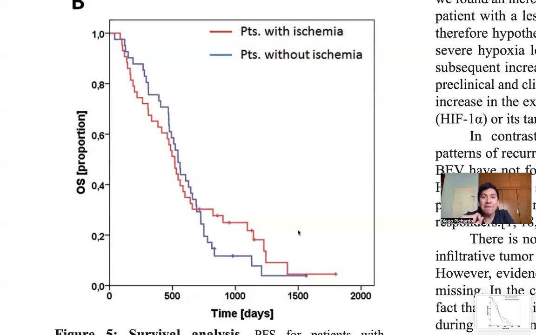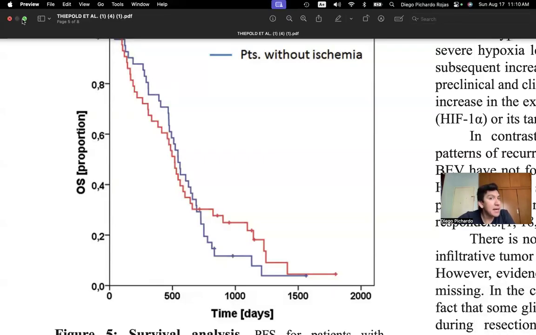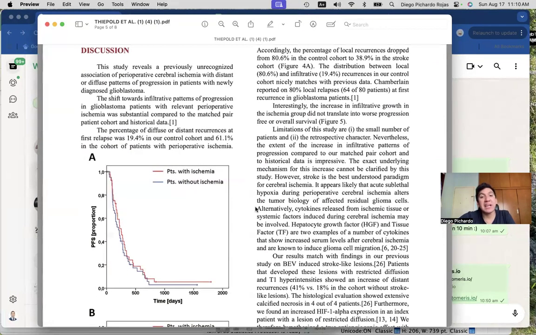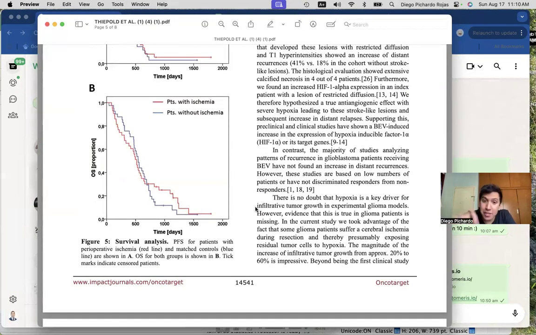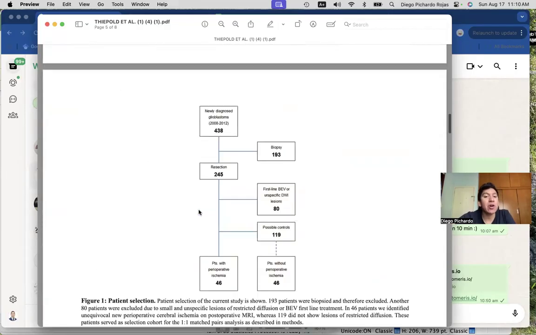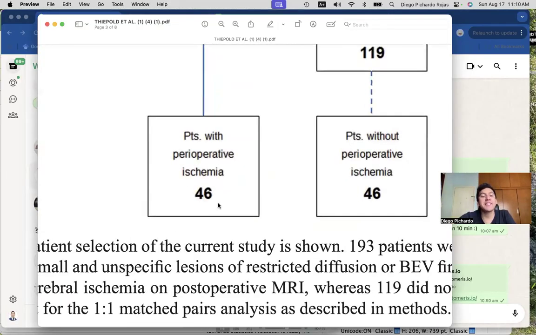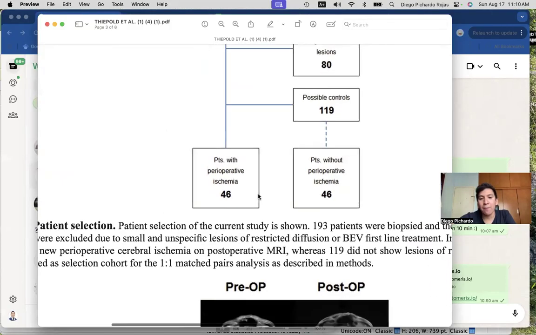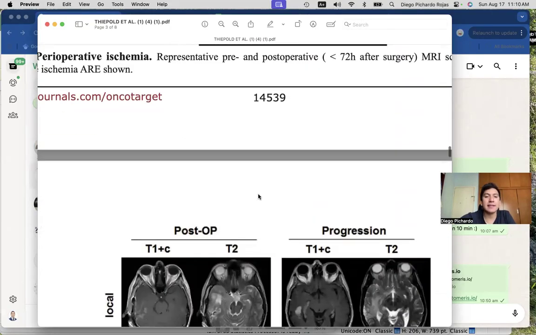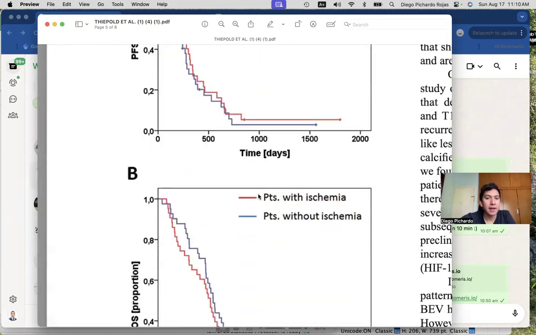And after that, we have to know how many patients are in each group. So patients with ischemia and patients without ischemia. So patients that had a stroke around the tumor and patients without the stroke. The reason why I chose this study is because both groups had 46 patients. All right. So that simplifies it a little bit.